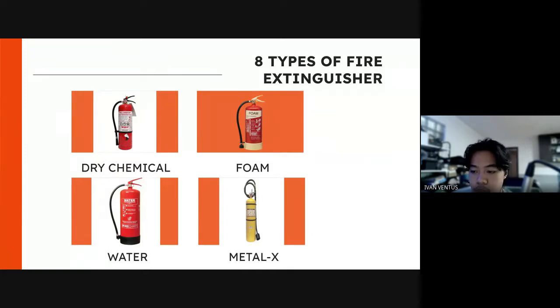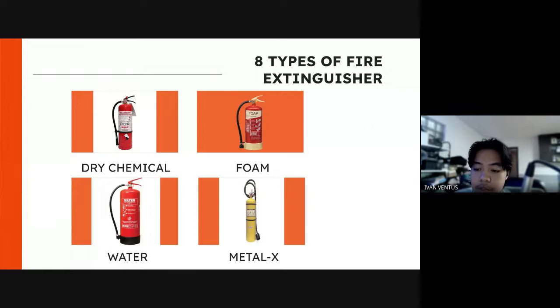Second is the foam. The foam fire extinguisher is intended for use on flammable liquids like petrol, oils, and solvents. As they are water-based, they also extinguish flammable solids like wood, paper, and textiles. The third one is water. These should only be used on Class A fires such as flammable solids like paper, wood, textiles, and furnishings. This type of fire extinguisher can be very dangerous for other types of fire. On the next slide, I will show a simple chart of which fire extinguishers are most compatible.